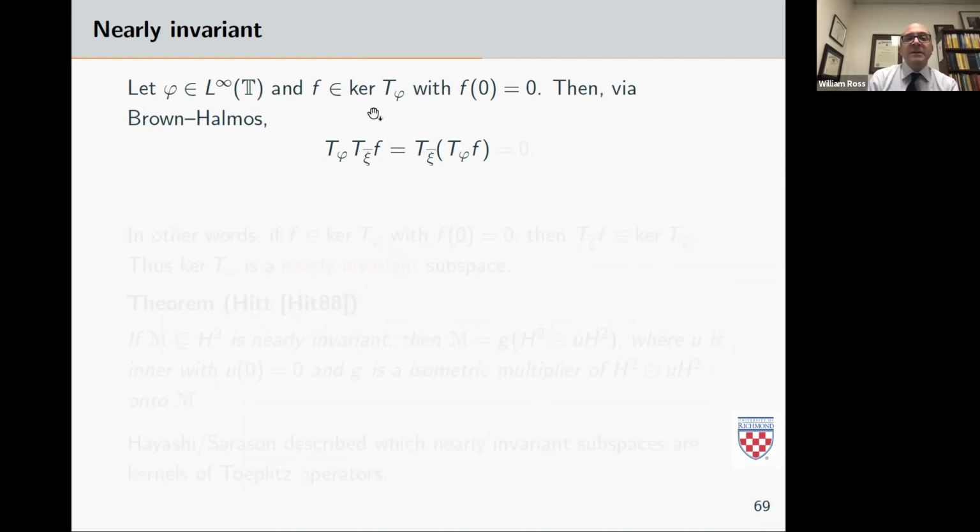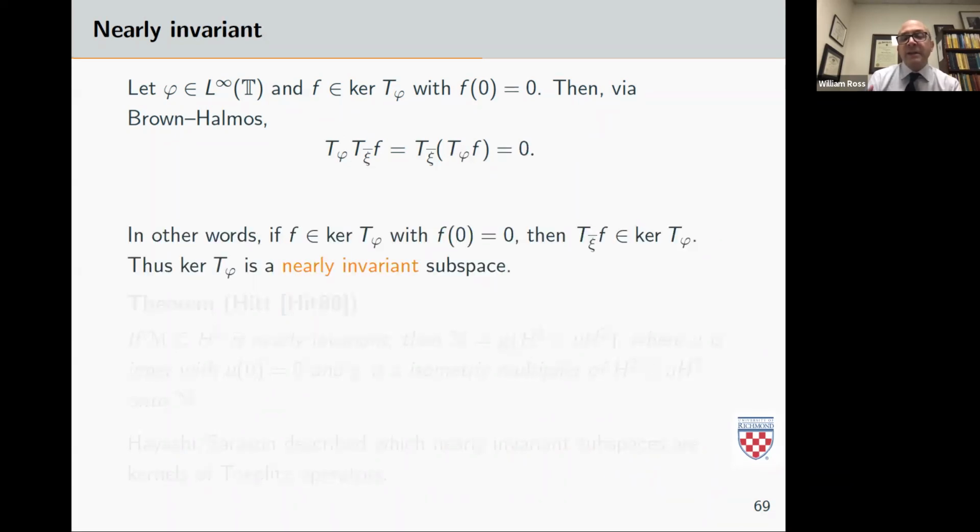So for any Toeplitz operator, if I have a function f in the kernel and it's 0 at 0, then let's argue whether the backward shift applied to f is also in the kernel. All right, so let's figure out T of this thing. Using the Brown-Halmos theorem, you get that it's the backward shift applied to this thing, but f is in the kernel, so this will be 0. All right, so it turns out that the kernel of a Toeplitz operator is a nearly invariant subspace.